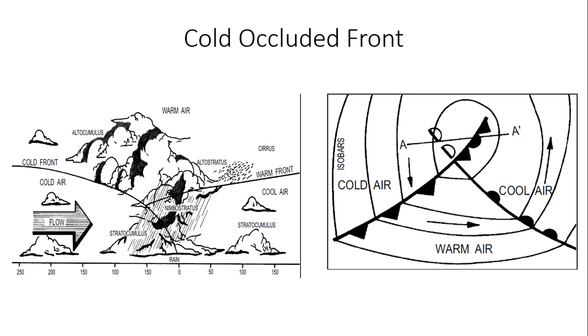If the warmer air aloft is unstable, there's a great possibility you could see some towering cumulus clouds and perhaps some cumulonimbus with the cold occlusion.